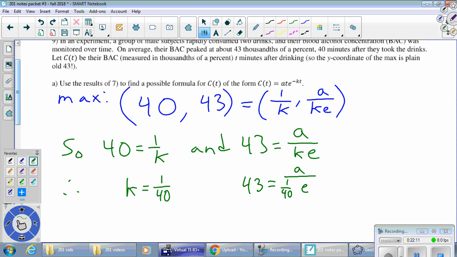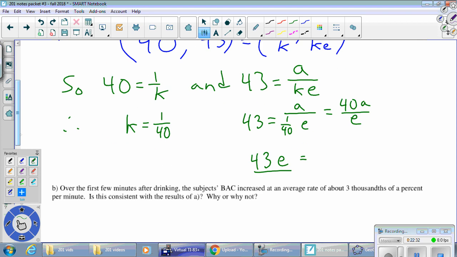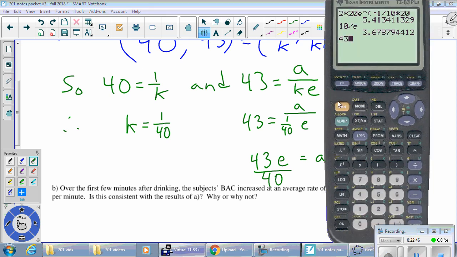And then I'll put my E right there, and let's clean this up a little bit. So the 40 is really upstairs next to the A. And then we're trying to solve this equation for A. So we're going to multiply both sides by the E, and then divide both sides by the 40 to get the value of A. And I think we can just type this on the calculator to get an approximation. Okay, so typing this on the calculator, 43E divided by 40, so 2.92.